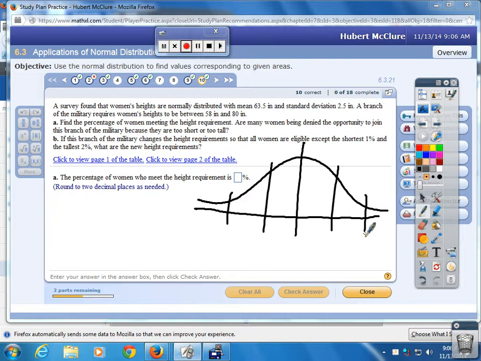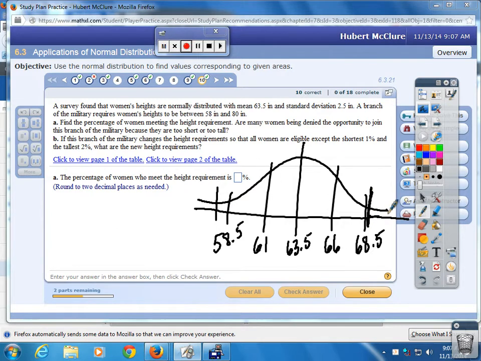All right. So we got the same. What is it? 63.5. And what is it? 66 and 68.5. And then on this side, what is it? 61 and what? 58.5. Okay, now they're saying if this branch of the military changes its height requirements so that all women are eligible except the shortest 1%, that's 2.5, so 1%. And the tallest 2%, that's 2.5, so 2 be right here.